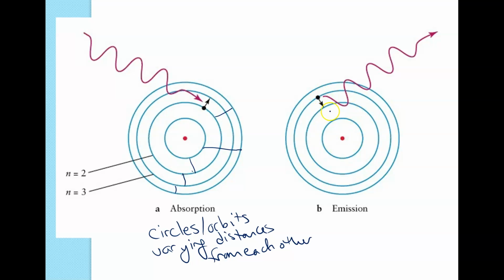When the electron drops back down, it releases light with a certain wavelength and therefore a certain energy that corresponds to that transition. So this transition from 3 to 2 is less energy than the transition from 2 to 1, which is way less energy than 3 to 1, which is way less energy than 4 to 1. Okay, the farther out it is, the bigger the transition, the more energy is released with it.